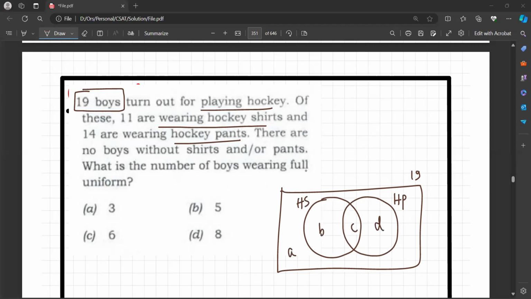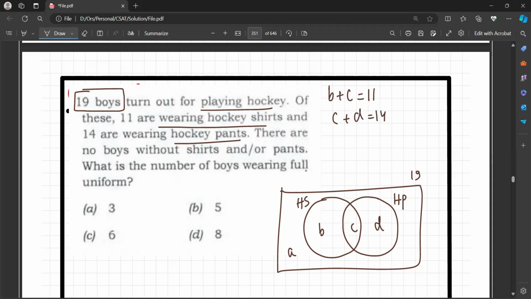So, 11 wearing hockey shirts. So, can I say B plus C will be 11? C plus D will be 14, hockey pants. There are no boys without shirts or pants. So, A will be 0. Clear? What is the number of boys wearing full uniform? Full uniform will be C. So, we need to find C.